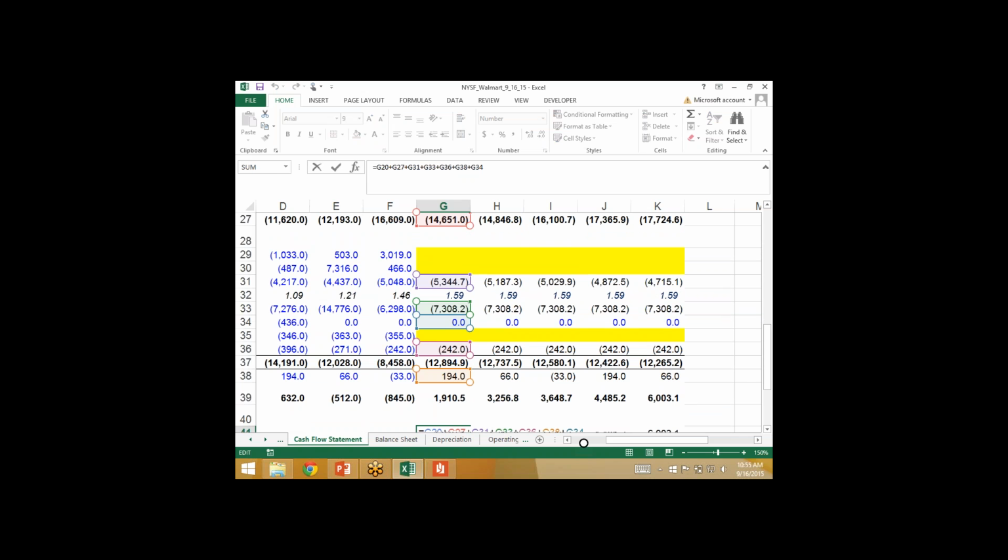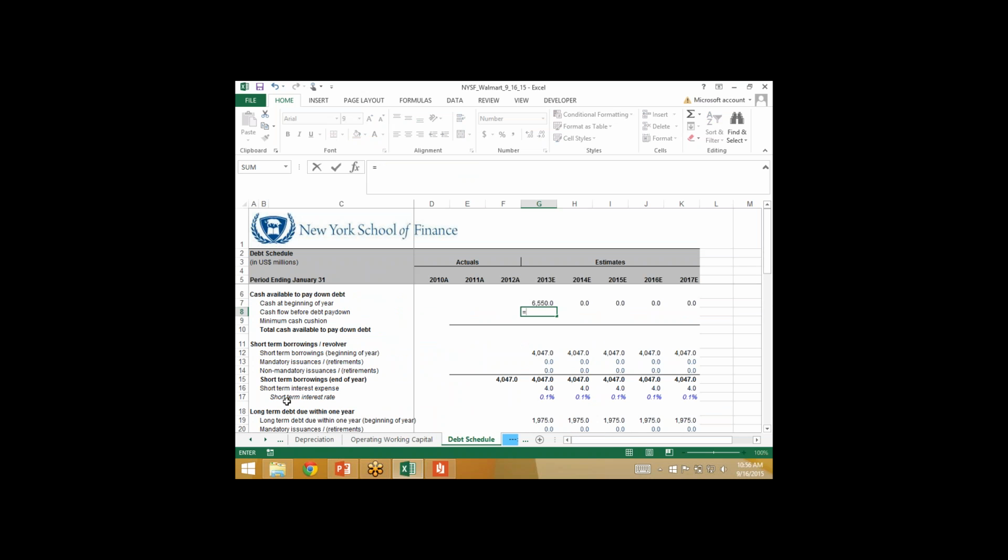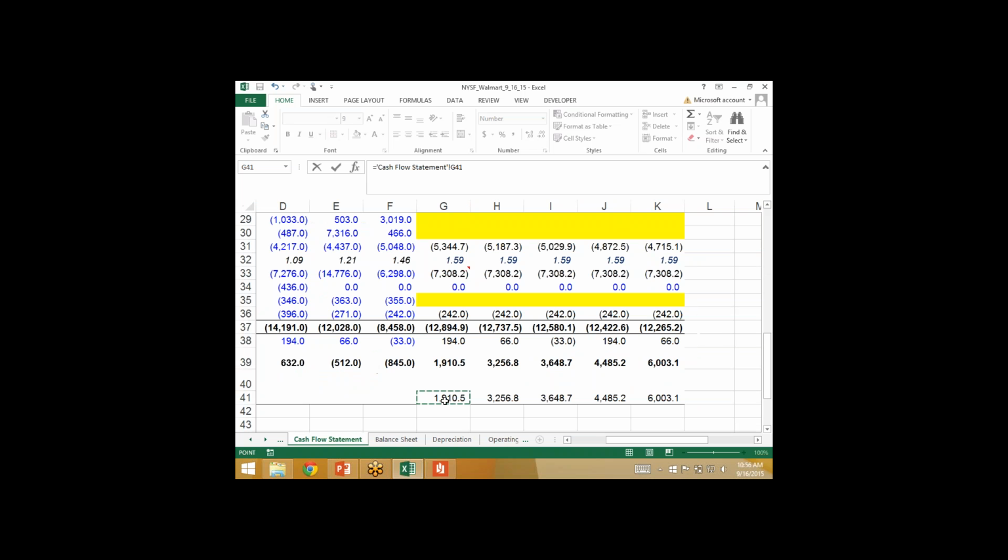You'll create a redundancy. You want to add up every line item, leaving those line items out as if they did not exist, because this is the cash that we're going to use to determine how much cash we can use to pay down debt. So this number we will link in to our debt schedule. Cash flow before debt paydown. We will link in from the cash flow that we've just calculated, cash flow before debt paydown.